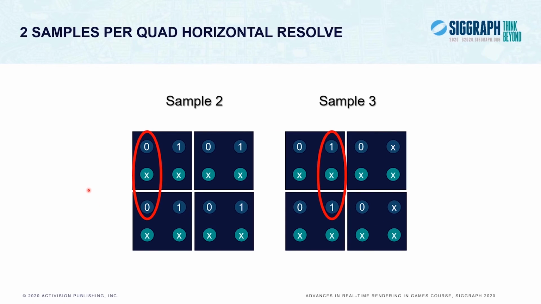Then in the case of two samples per quad, we have to do a resolve horizontally or vertically. In case of horizontal resolve, we would just grab two nearest subsamples for each of the vertical subsamples.